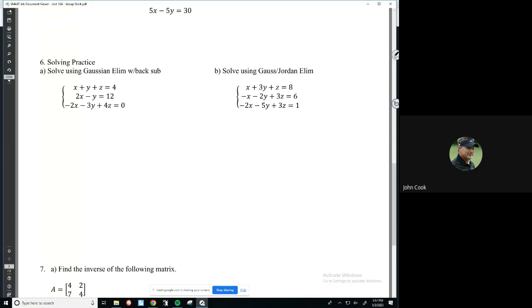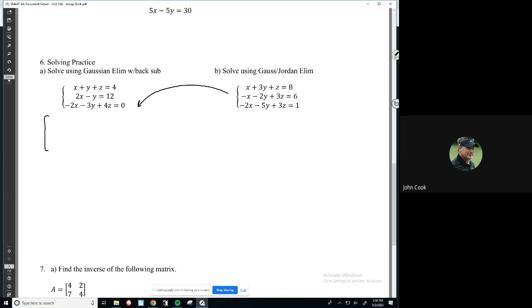Cook, and we just did a Gaussian elimination with backward substitution problem. Now we're going to do solving using Gauss-Jordan elimination. So it starts out the same way. We're going to create a coefficient matrix from this, and then turn it into an augmented matrix.